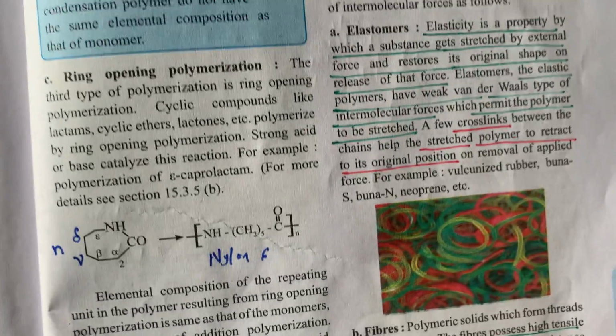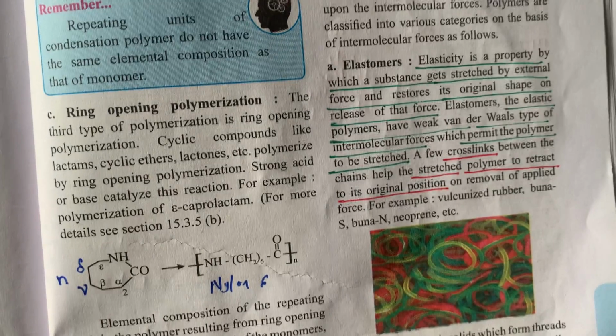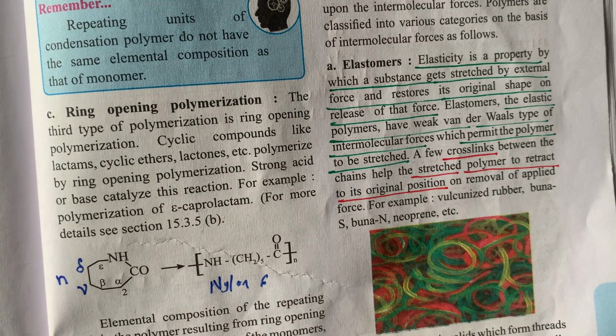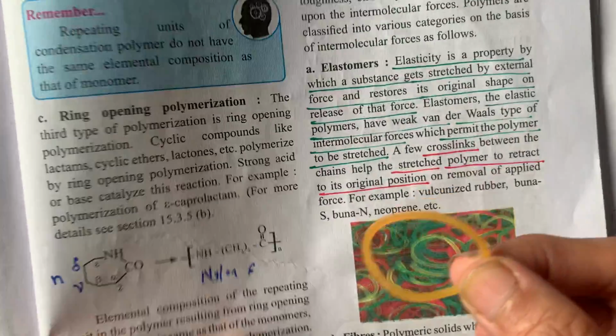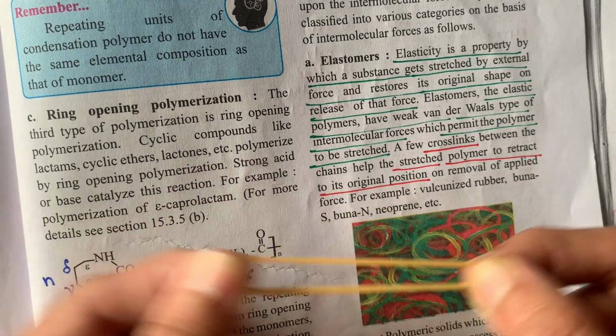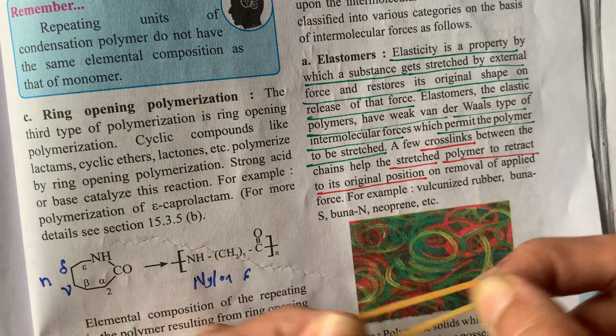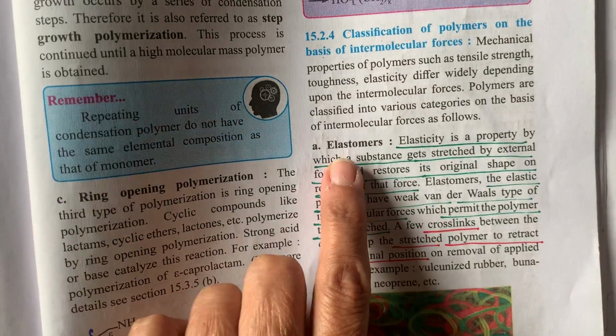This is a very common thing. The most common word for elastomer is rubber. This is our rubber. This is our rubber band. What is this? This is nothing but an elastomer.